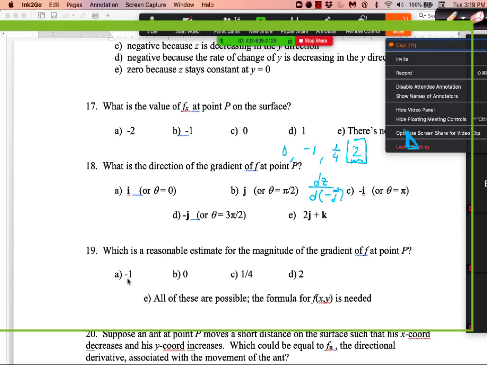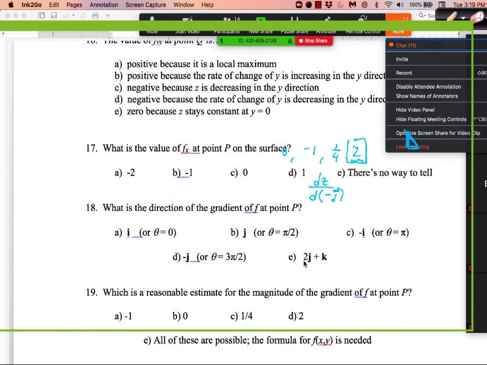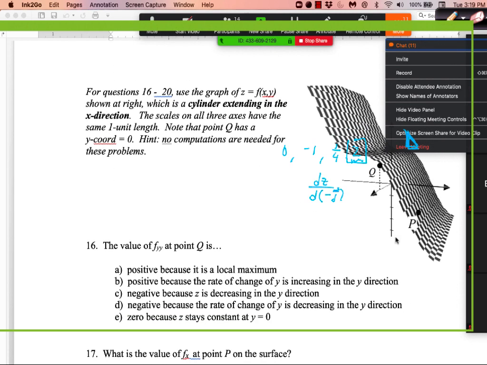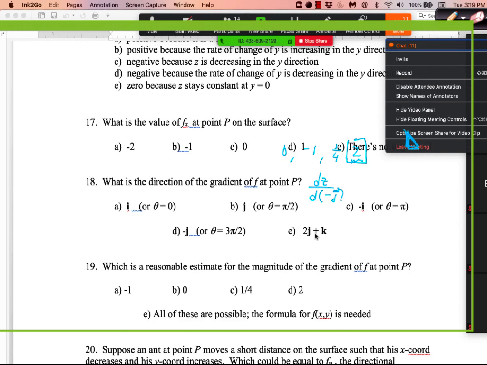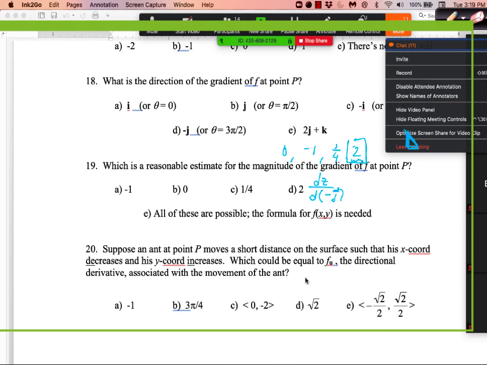Yeah, because it's not negative, it's not 0. The gradient's going to have a positive value. It's definitely not 1/4. It's going to be 2. So it's like the slope of this surface in the negative y direction. So 2.